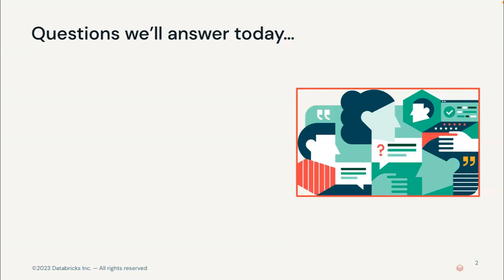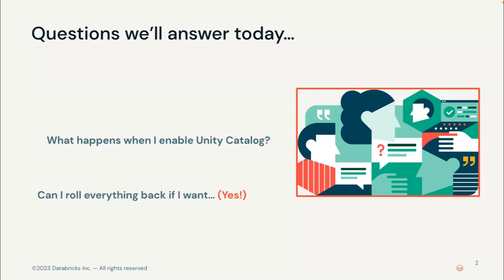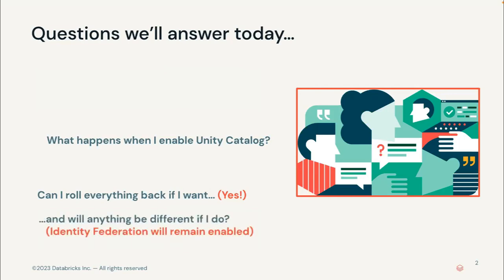There are some common questions people have when attending a session like this. What happens when I enable Unity Catalog? We're going to show you that. Can I roll everything back if I want? If I want to deploy it and then I change my mind, I want to take everything back. Absolutely, you can do that. You can delete your Metastore, remove your workspaces from Unity Catalog. The only thing that'll be different if you do that is on the workspaces you joined to Unity Catalog, you will have identity federation remaining enabled on them. And we'll talk about what that means.